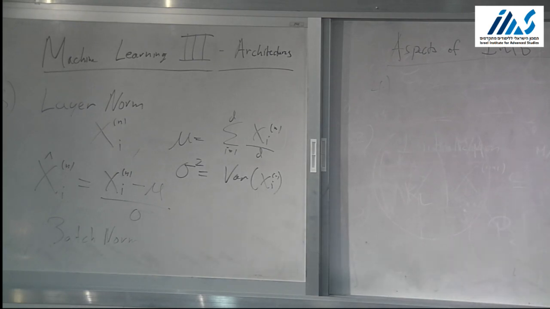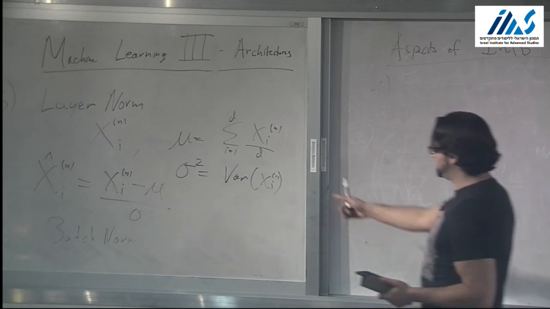Sorry? Yeah. So the mean and the variance have to be predefined, or do you have to compute them every step? This is being computed every step.